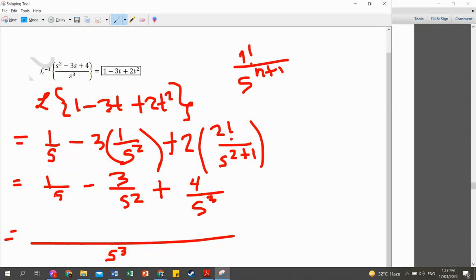So we have s cubed divided by s is s squared times 1, so you have s squared. Minus s cubed divided by s squared is s times 3, so you have 3s. Plus s cubed divided by s cubed is 1 times 4, so you have 4. If you notice, you have here s squared minus 3s plus 4. So they are the same. This is just the same as this one, which means we got the correct answer. That is how you are going to check it.